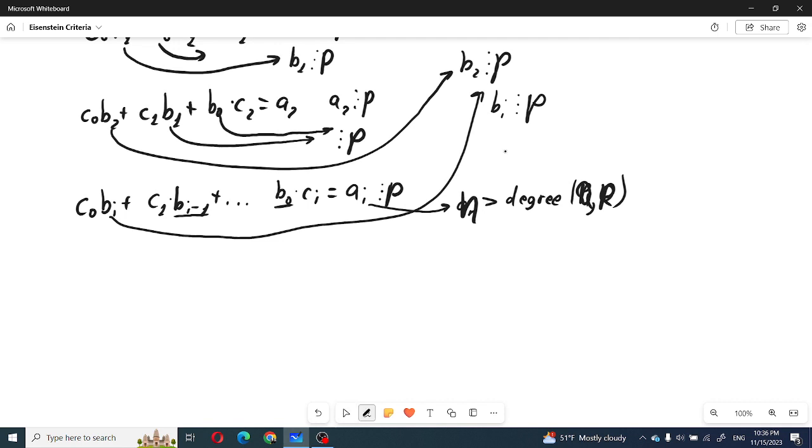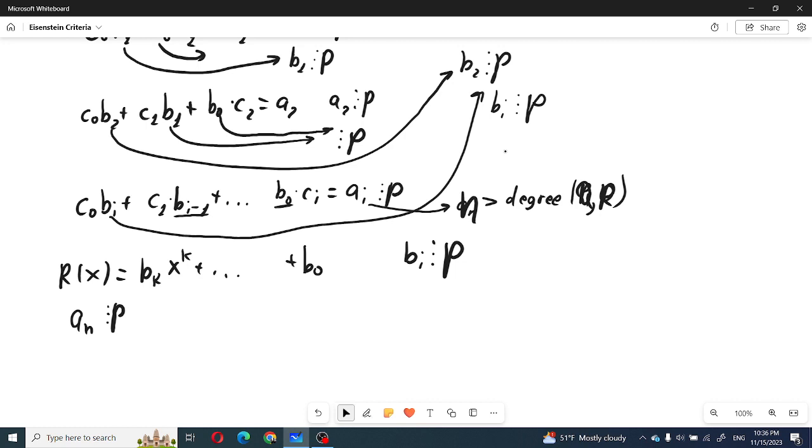So in this case we don't have a_n, but we have concluded that all the coefficients of r(x), b_k x^k all the way up to b_0, were multiples of p. Since r was divisible by p, clearly this means that a_n must also be divisible by p. And this is a contradiction to our statement that a_n was not divisible by p. So our assumption that p can be factored was a mistake. So we see that this polynomial will be irreducible. So this was all we wanted to show.